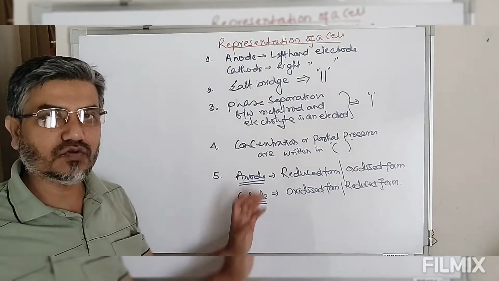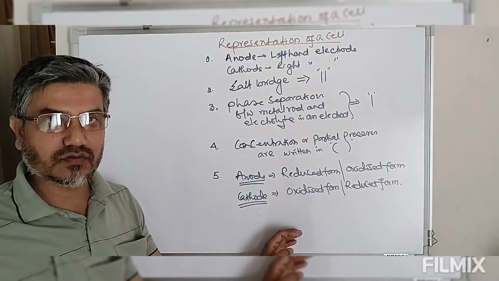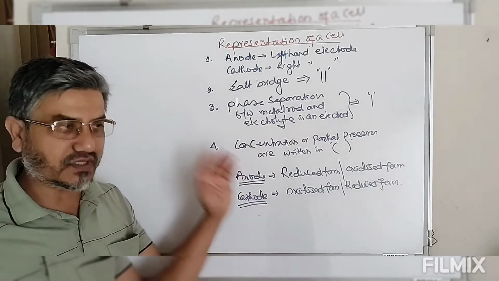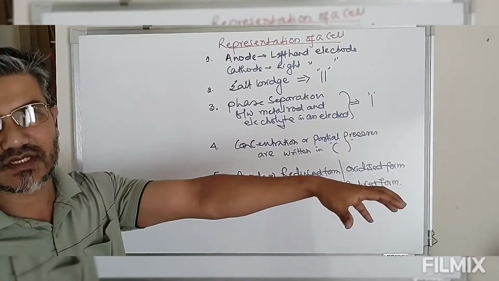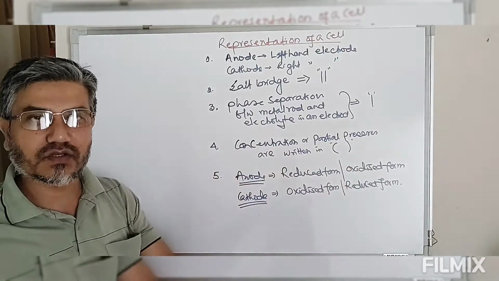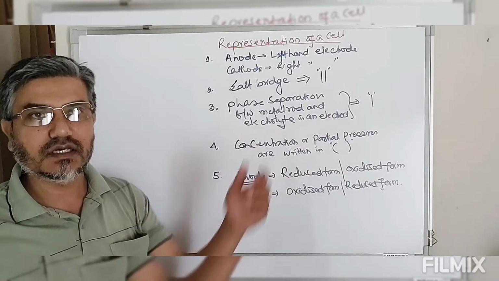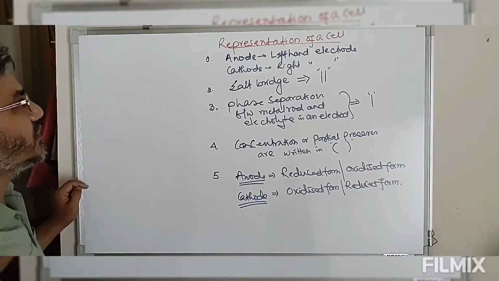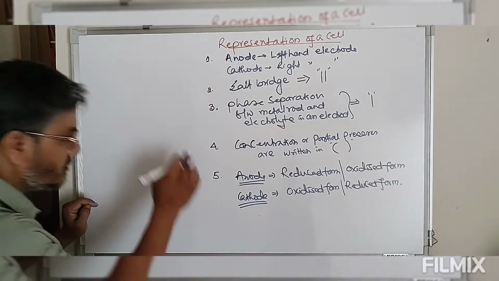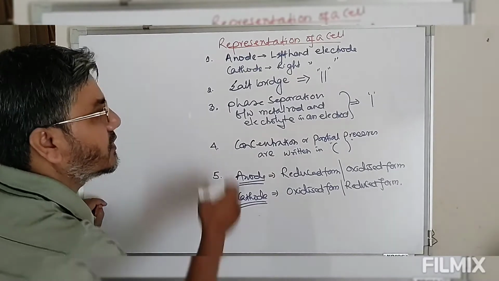So these are the few things that we have to keep in mind, and once we represent the cell, from this cell we should be able to predict what is anode, what is cathode, what is oxidized form, what is reduced form, what is the individual reaction that is taking place at anode and cathode, and what is the overall cell reaction. Now we'll use this concept to represent a cell.